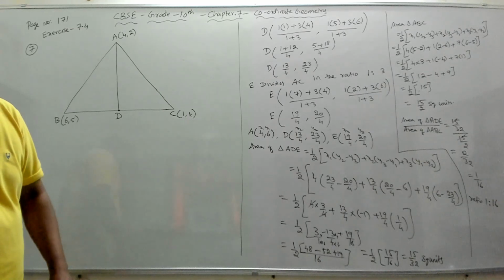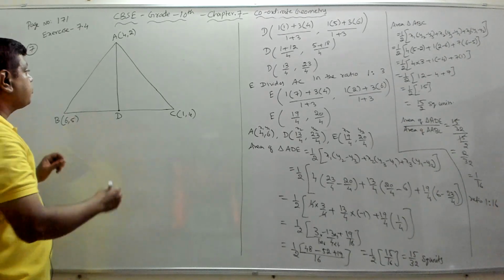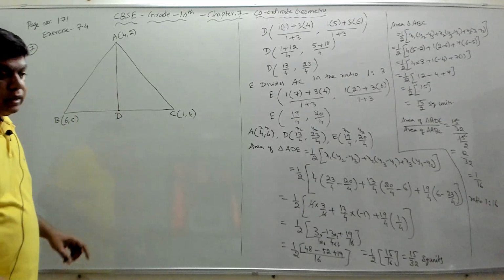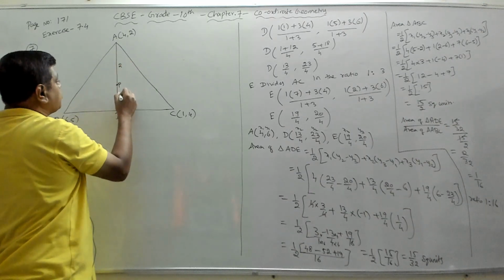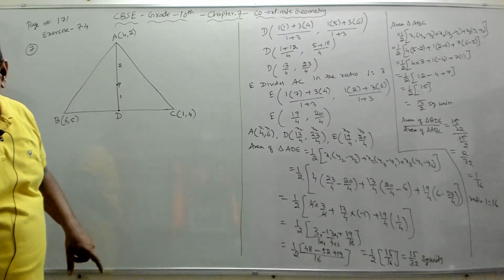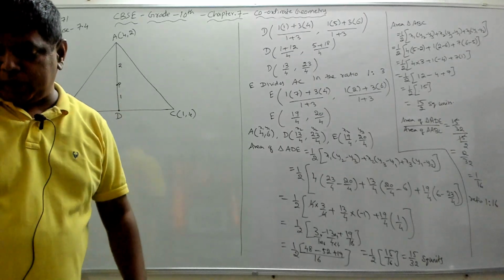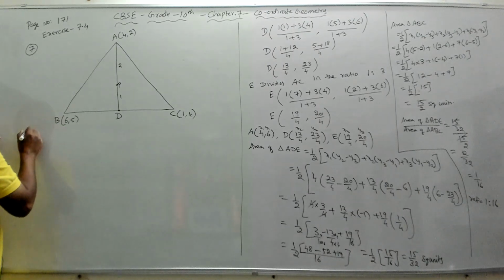And also find the coordinates of the point P on AD such that AP by PD is equal to 2:1. We should find another point P on AD, such that if the point P is here, AP to PD is 2:1. AP by PD is equal to 2/1. So that is also given. Now we should find the coordinates of point P.